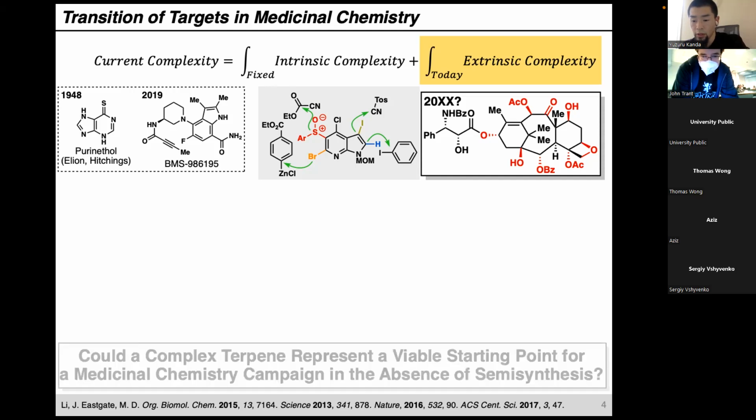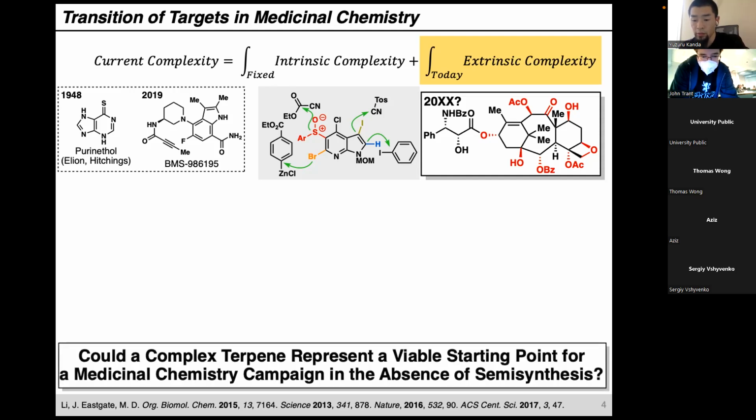So our question was, could a complex terpene represent a viable starting point for a medicinal chemistry campaign in the absence of semisynthesis?